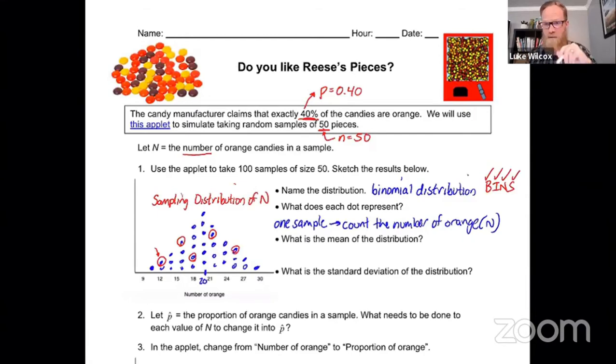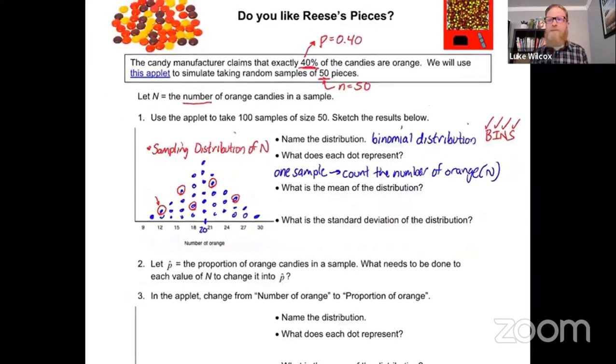Now, a little bit of a disclaimer here. In order for this to be the true sampling distribution of n, we must have all possible samples of size 50. Obviously, there's an infinite number of samples of size 50, so we don't have the true sampling distribution here. But I think that these dots give us a good enough idea about the sampling distribution that I'm comfortable calling it a sampling distribution, even though it's not the true sampling distribution of n.